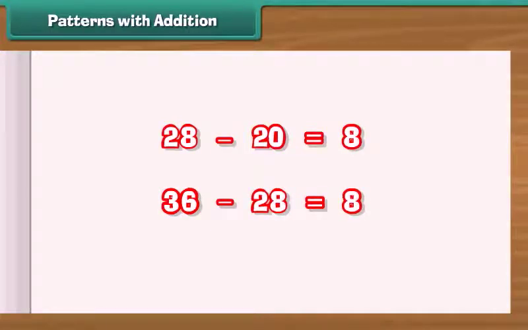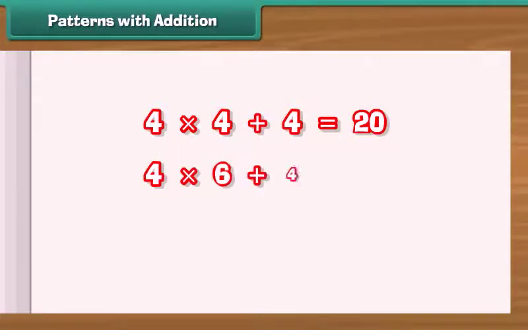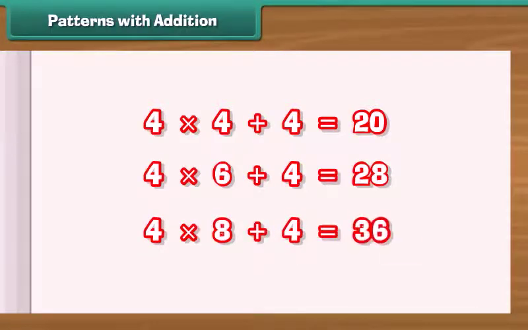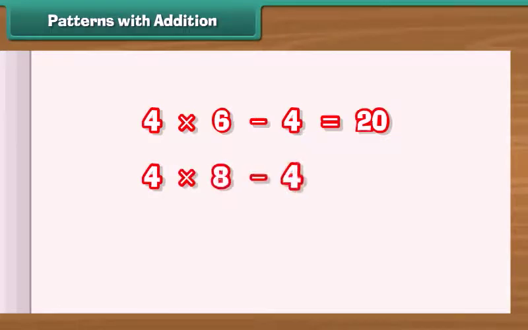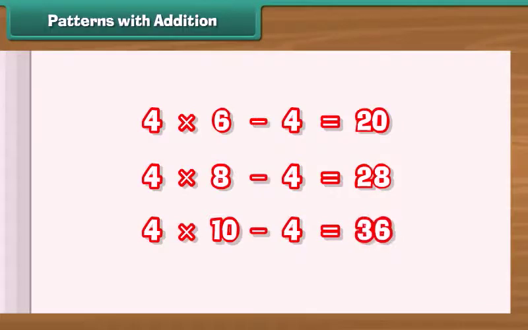There's another interesting fact. Each sum is 4 more than 4 times the second term. 4 into 4 plus 4 is 20. 4 into 6 plus 4 is 28. 4 into 8 plus 4 is 36. There is one more interesting fact. Each sum is 4 less than 4 times the third term. 4 into 6 minus 4 is 20. 4 into 8 minus 4 is 28. 4 into 10 minus 4 is 36.